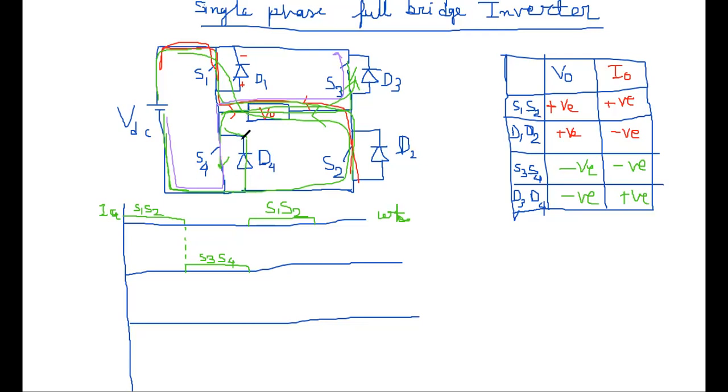for D4 on, this side will be negative and this side will be positive. So negative and positive. And here also for D3, this side will be positive and this will be negative. Okay. So the voltage is coming from negative to positive, so it will be negative, and the current direction is positive.